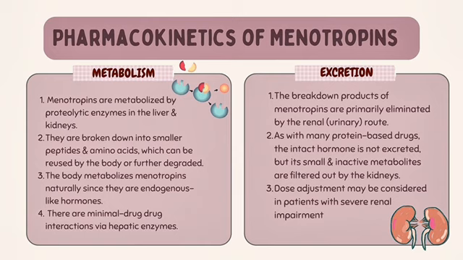Finally, the metabolites are eliminated through the kidneys. The intact hormone isn't excreted, and only the inactive fragments are filtered into the urine. In patients with severe renal impairment, dose adjustment might be necessary.